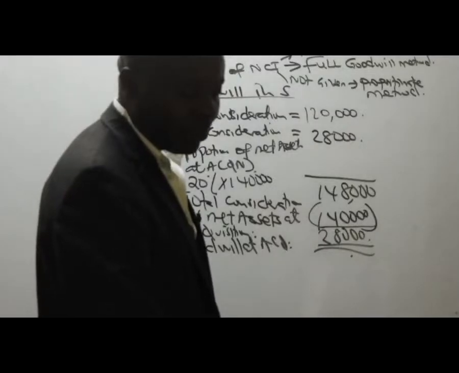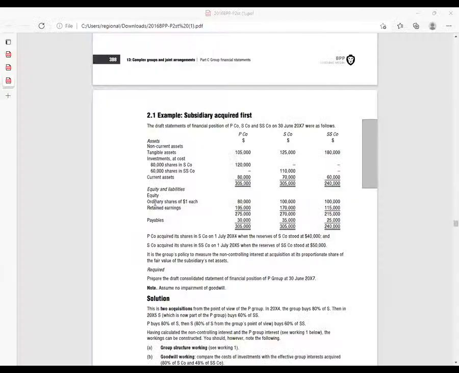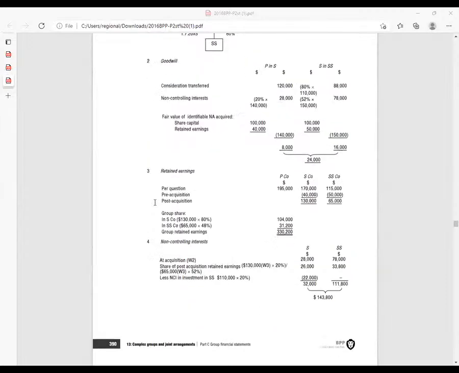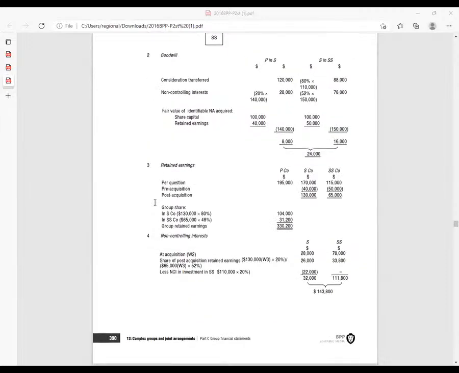Go ahead and double underline that. Very important. When you look at this, already they have the goodwill, where did we get 28,000 from? It's 8,000, sorry. You can see the goodwill here is 8,000.